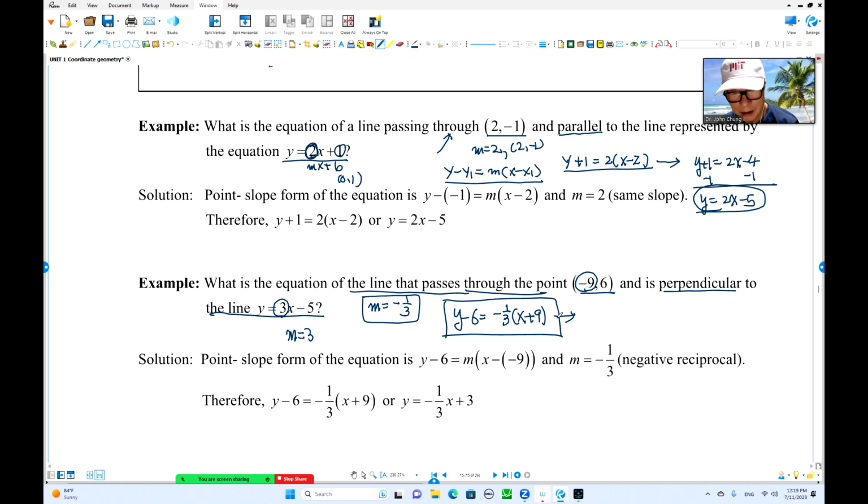Okay, now let's finish this one. Negative 1/3 of x. Negative 1/3 times 9 is negative 3. After that, plus 6 on both sides, okay? So y equals negative 1/3 of x plus 3 is the answer, okay?